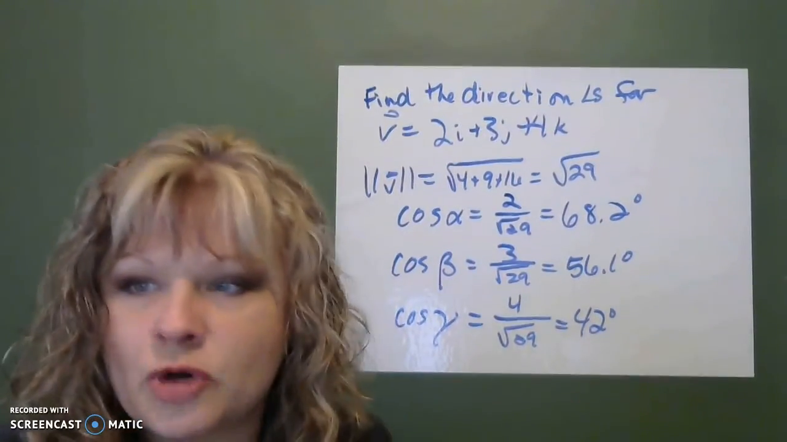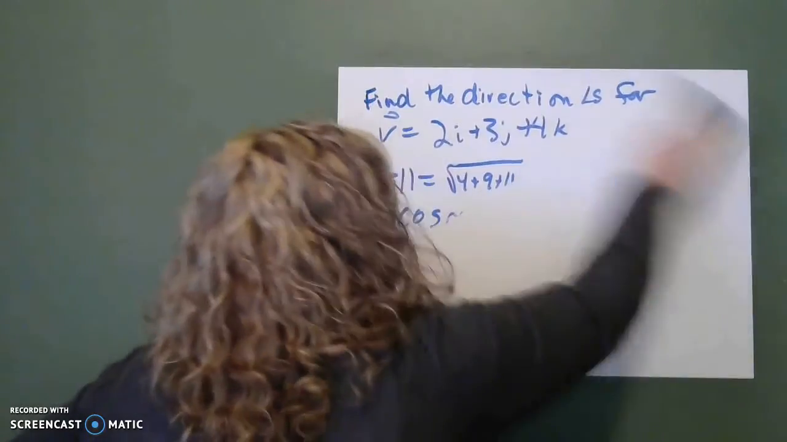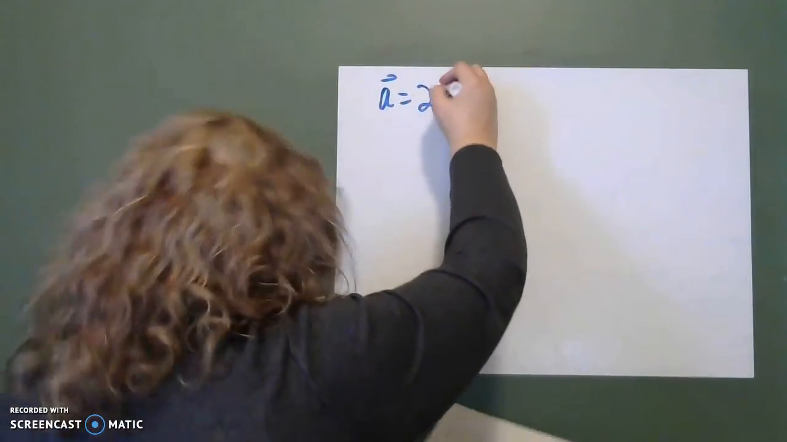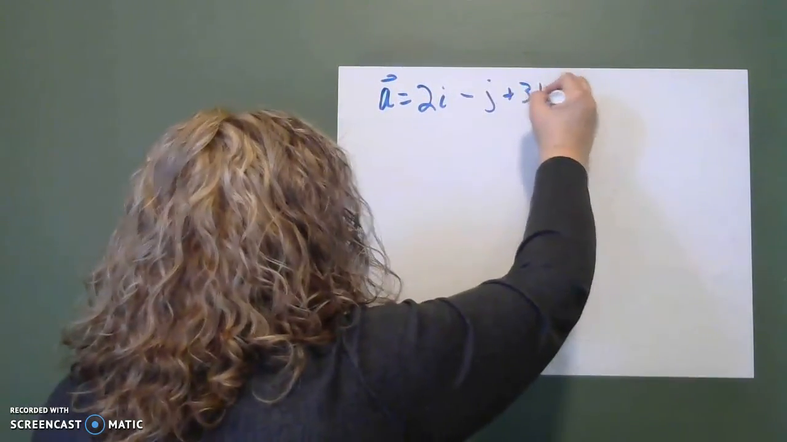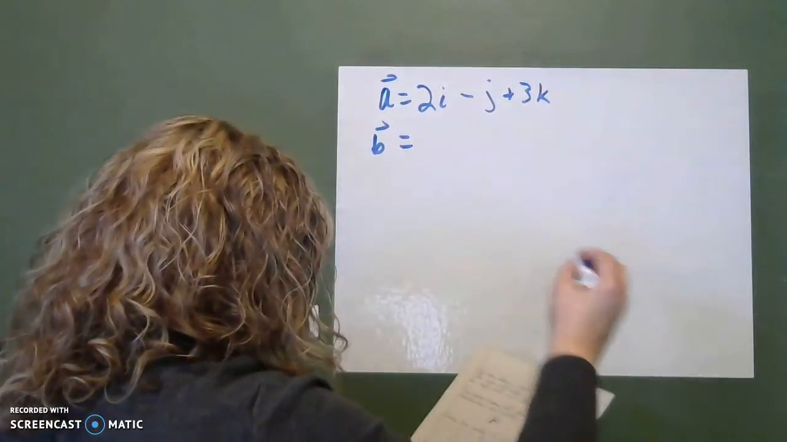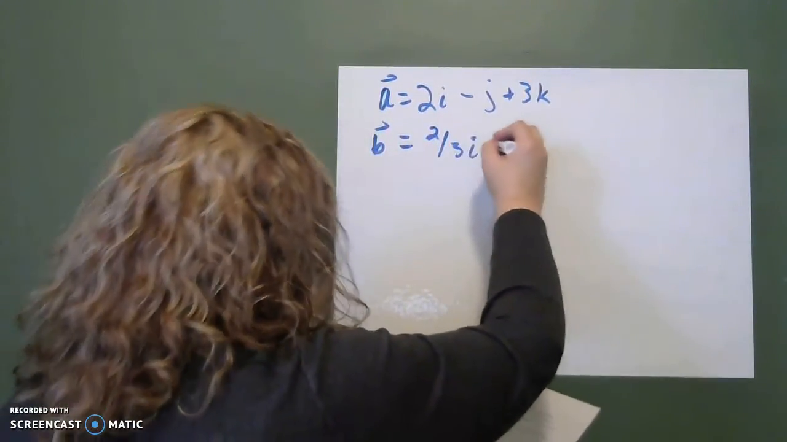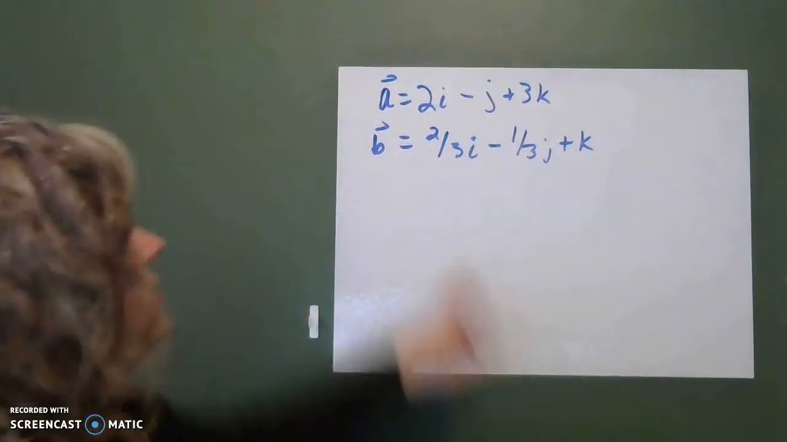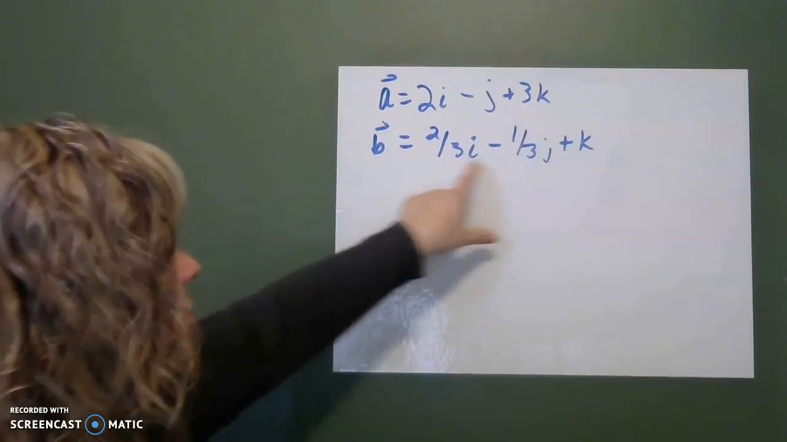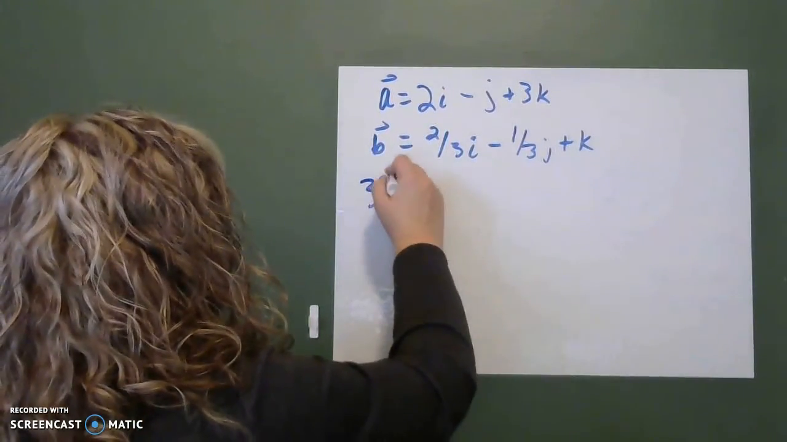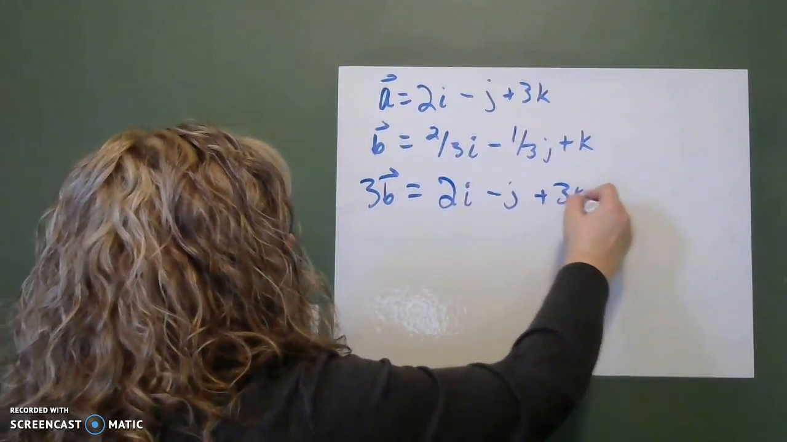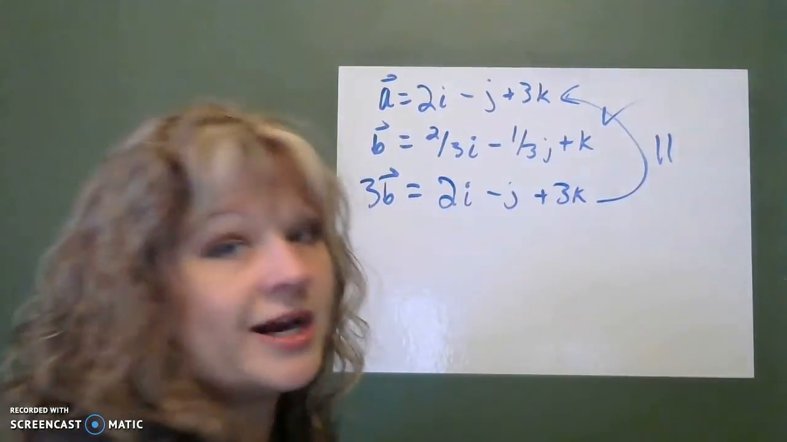Okay? It hasn't told me I'm running out of time yet, so I'm going to go ahead and show you this one. So, let's say we've got A, which is 2I minus J plus 3K, and I've got B, that is 2/3 I minus 1/3 J plus K. Well, what happens if you take 3 times all these components? You take that by scalar 3, you're going to get 2I minus J plus 3K, which is this. That means that they are parallel.